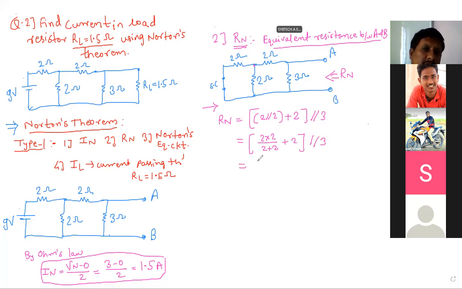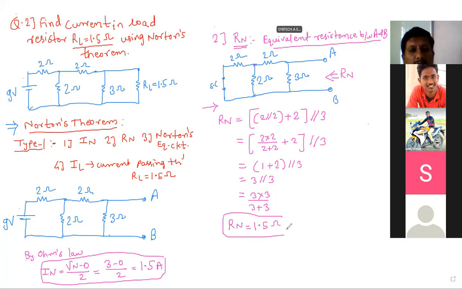So this will give what? 1. 1 plus 2, that is in parallel with 3. That is 3 parallel 3. 3 into 3 is 9, divided by 3 plus 3, that is 9 by 6. Okay, 9 by 6, not 6 by 9. So RN is 1.5. Okay, RN we got 1.5. So the first 2 steps are over.